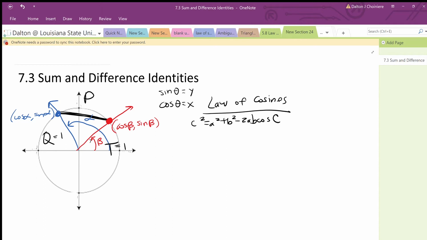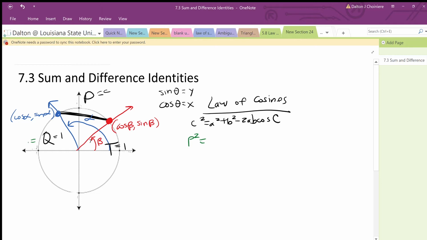But instead of A's, B's, and C's, I have P's, Q's, and T's. So we're going to substitute in what we know using our triangle. C is the length that we're solving for, so in that case, that is our P. So P will be C. So that will be P squared equals A squared plus B squared. Well, my other 2 lengths, I already know are 1, right? A and B represent Q and T.